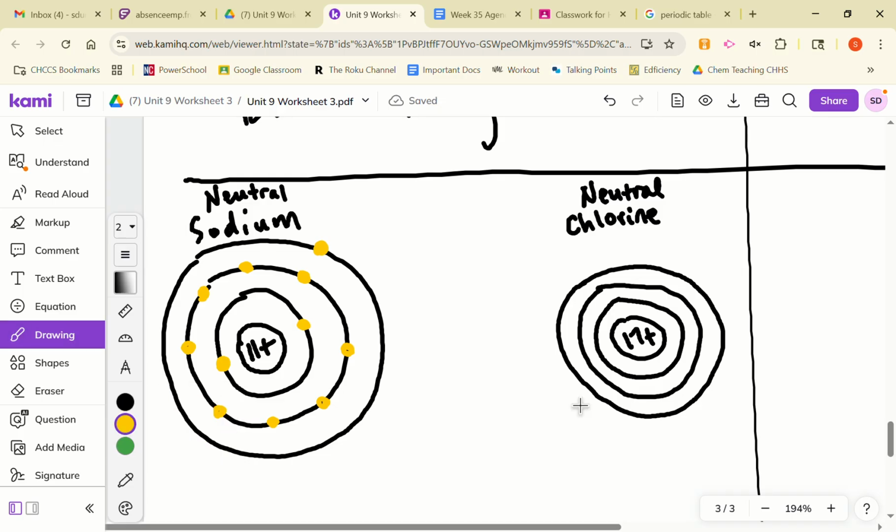So I'm going to draw 2 electrons on the first ring. 1, 2, 3, 4, 5, 6, 7, 8 electrons on the second ring, and 1, 2, 3, 4, 5, 6, 7 electrons on the third ring. So that's a total of 17 electrons. Yep, okay. So here's neutral sodium.